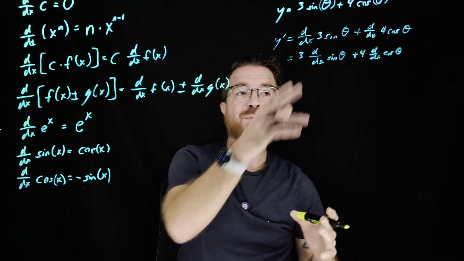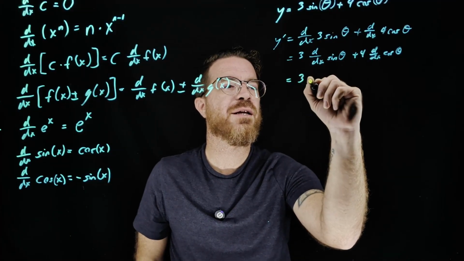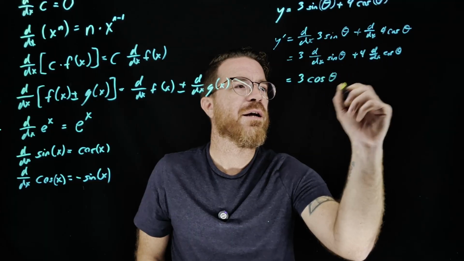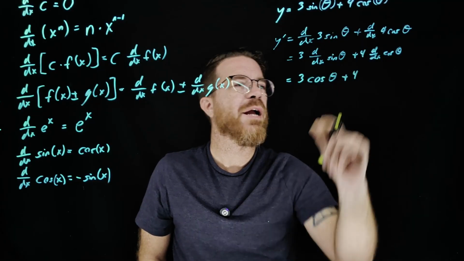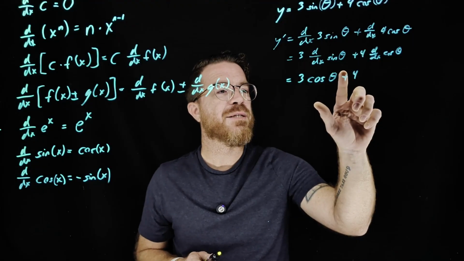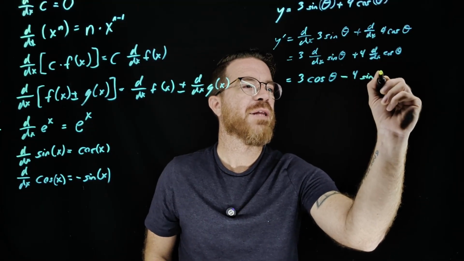Now, using our derivative rules, the derivative of sine of x is equal to cosine x. So in this case, with theta, it would be 3 cosine theta plus 4, and then the derivative of cosine is going to be minus sine. So this means we have negative sine of theta.